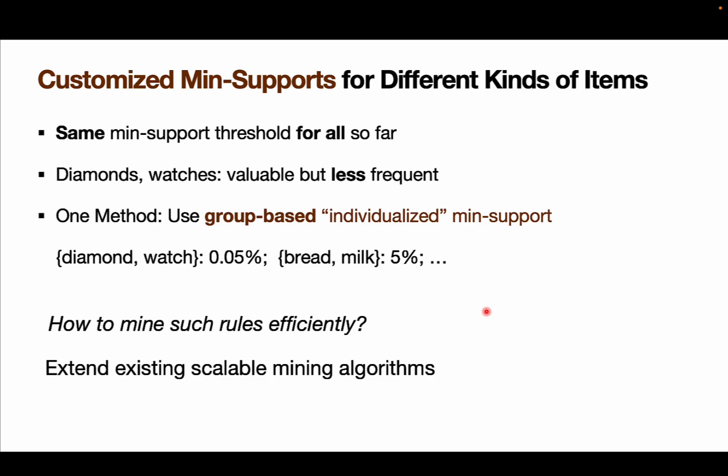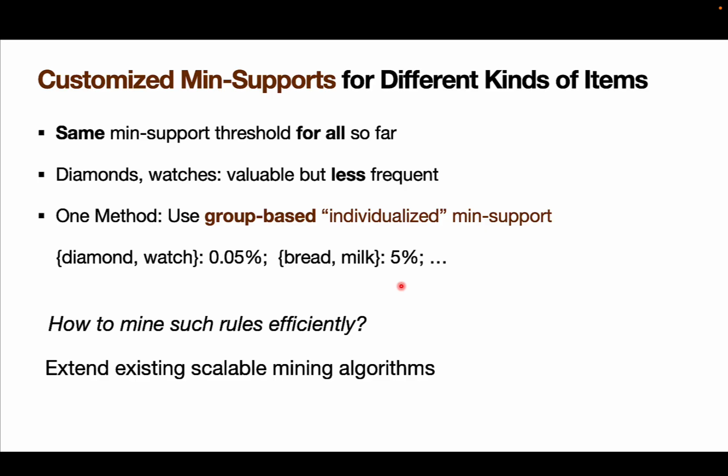On the other hand, if the minimum support is set too low, then we're going to get those rare patterns, but also many trivial, unuseful patterns. To address this issue, the intuitive solution is to use a customized minimum support, which means assigning different thresholds to different groups. For example, diamonds and watches might have a 0.05% threshold, whereas bread and milk can be at 5%.